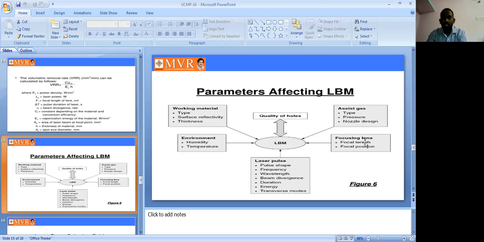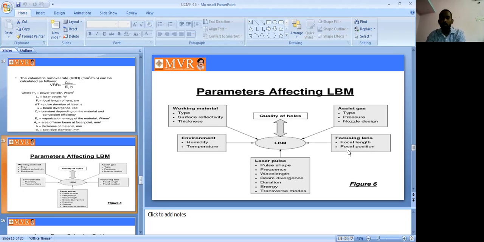Next one is the focusing lens. Focusing lenses are very important. If the focusing lens does not properly focus on the workpiece, the machining is not done properly. The focusing lens exactly focuses the heat source, so the machining will be done properly. So the focusing lens plays the key role in LBM.